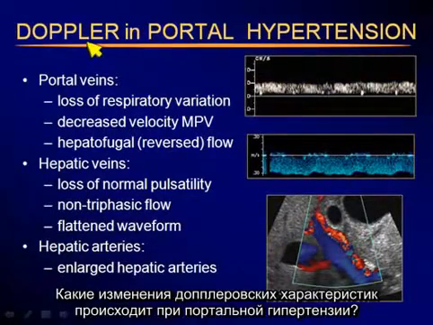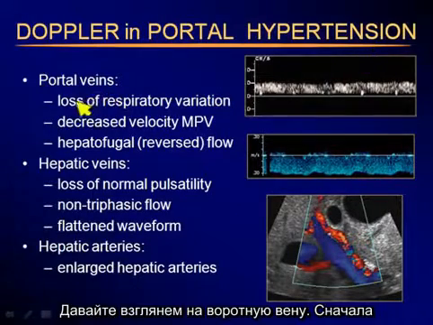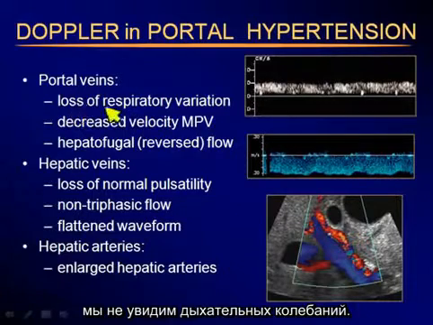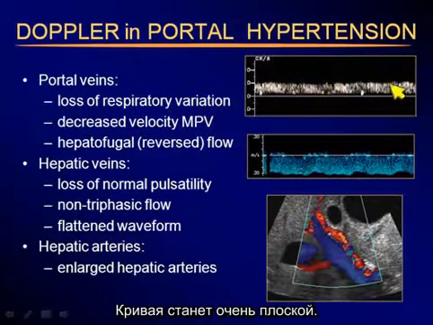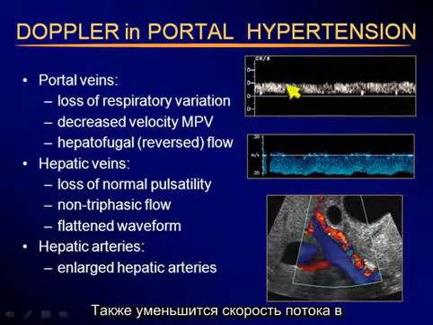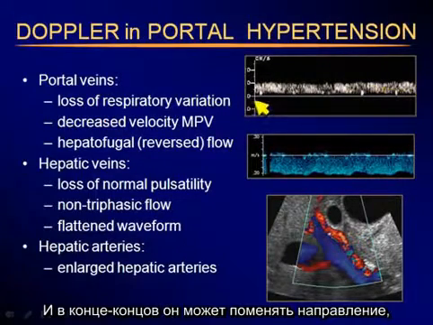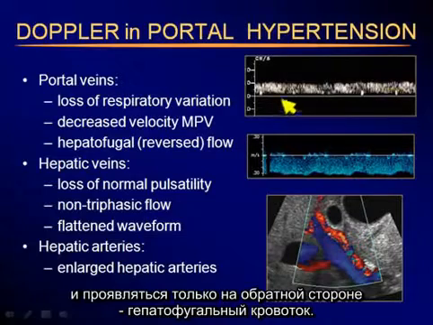What are the Doppler findings in portal hypertension? Well, let's look at the portal veins. First of all, we're going to lose the respiratory variation. The waveform becomes very flattened. We have a drop in the velocity of the main portal vein, and eventually it may reverse and be on the reverse side, hepatofugal flow.